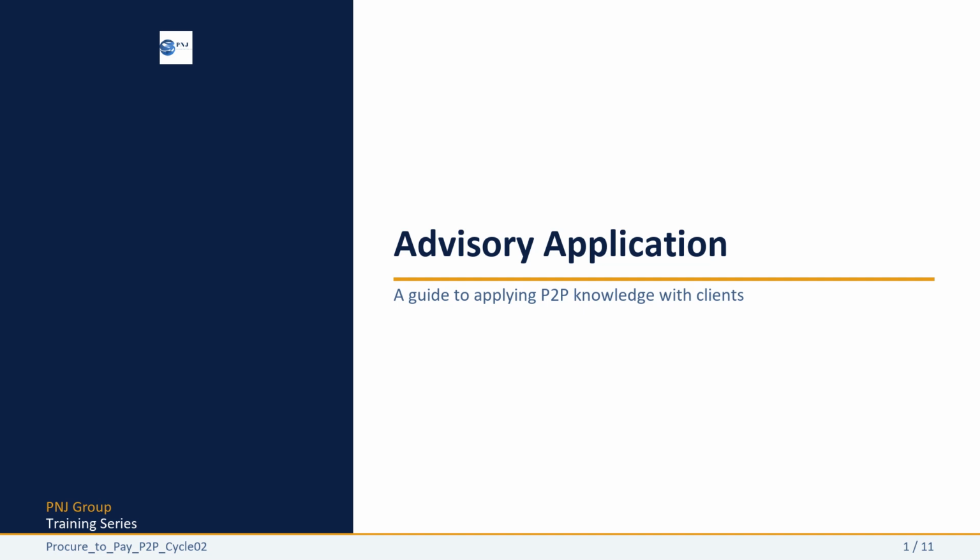Welcome to the final section of this series. We have built the full P2P framework, the process, the controls, the accounting, the risks. Now we apply it. How do you actually use this knowledge with a client? How do you adapt it to different business types? What do you do when you walk in and find the most common real-world problems? And how do you measure whether the cycle is healthy? This session answers all of those questions.